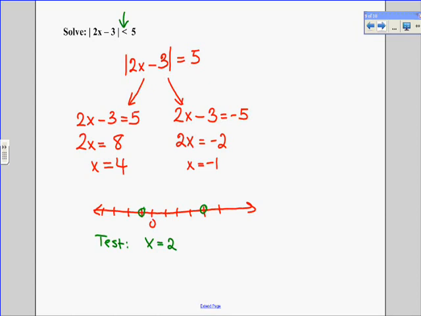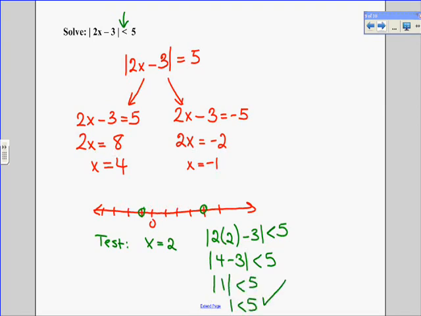Okay? What I'm checking is, if x equals 2 makes my inequality true, then I know that my solution is in between those 2 points. All right, so I have the absolute value of 2 times 2 minus 3 is less than 5. That gives me the absolute value of 4 minus 3 less than 5. Absolute value of 1 is less than 5, which is true. Good. So we have 1 less than 5. That is absolutely true. So my solution falls between these 2 points.